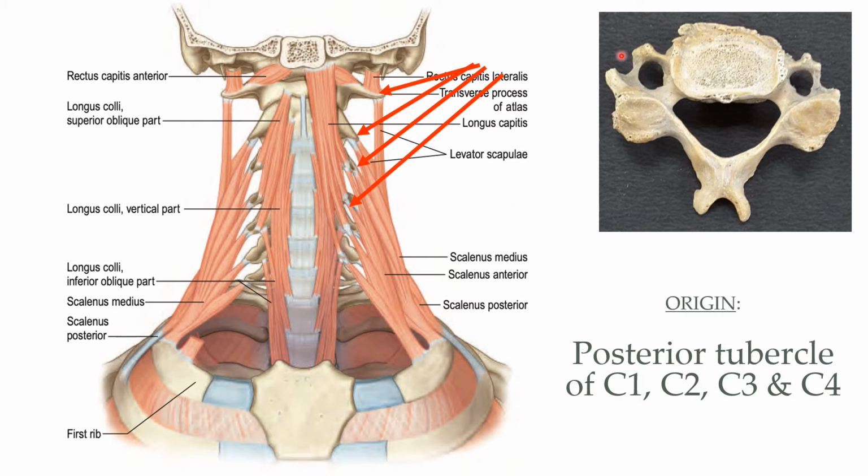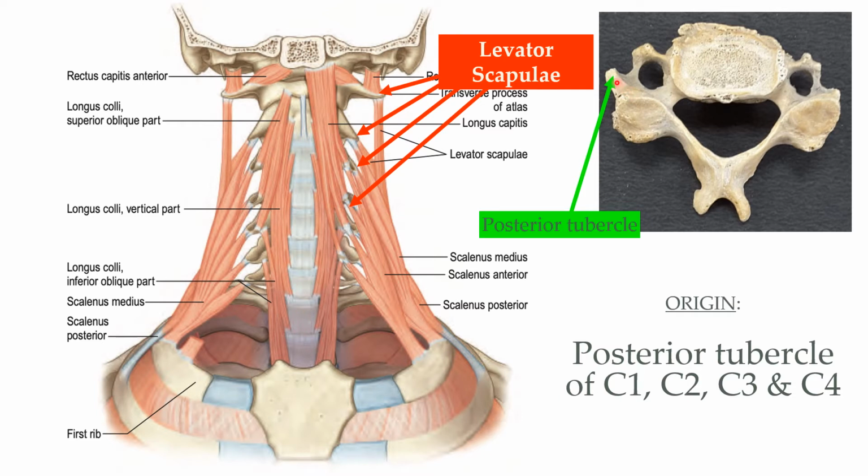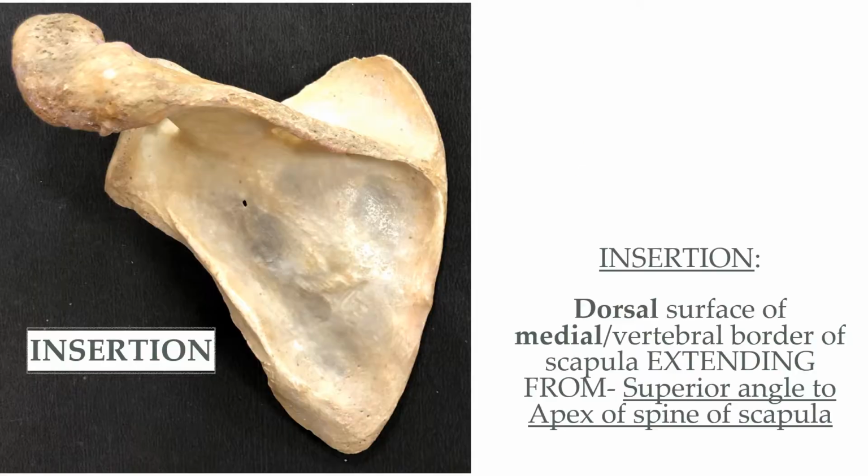So, in the illustration on the right side of the screen, this represents the posterior tubercle of the cervical vertebrae. From the posterior tubercle of C1, C2, C3 and C4 vertebrae, the fibers of levator scapulae take origin. After taking origin, these fibers descend downward and laterally to insert over the dorsal surface of the medial border of the scapula, extending from the superior angle of the scapula till the apex of spine of scapula.